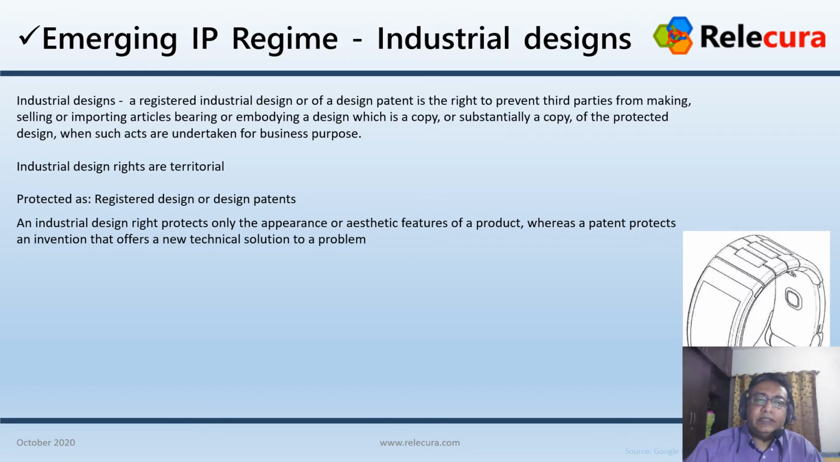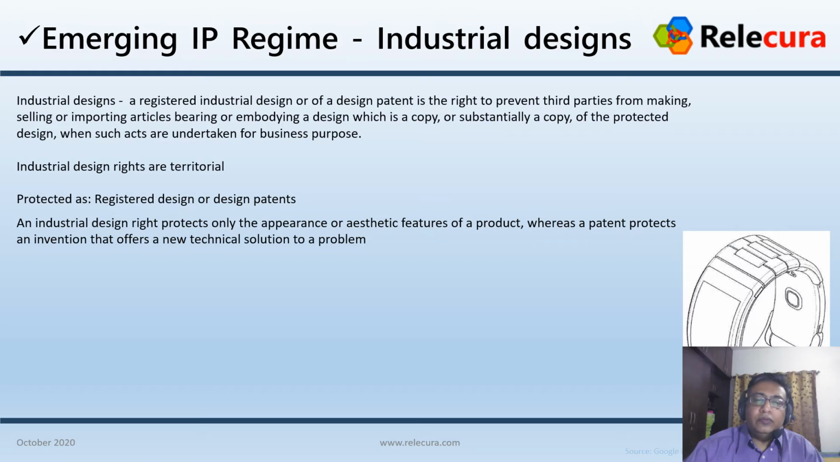Apart from these IP regimes, there are certain emerging IP regimes also which are becoming very popular nowadays. One of them is industrial design. A registered industrial design or a design patent is the right to prevent third parties from making, selling or importing articles bearing or embodying a design which is a copy. So industrial design is related to the design of the product.